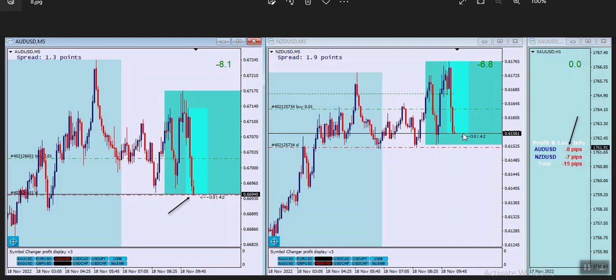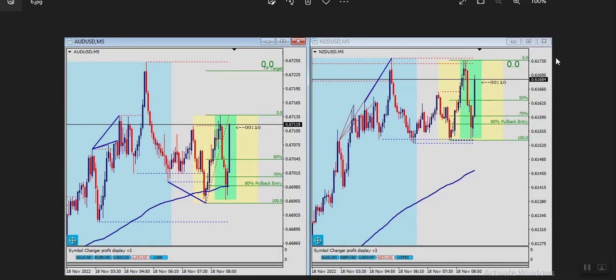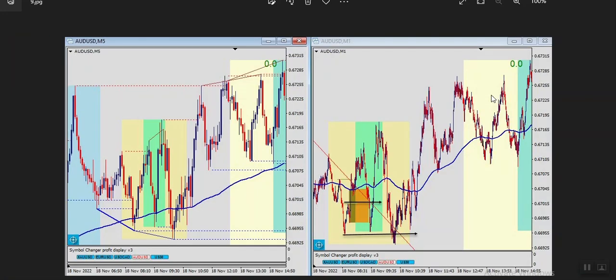So for NZD/USD, the same thing happened. I took my first day profit as price closed outside the box. Okay, let's move forward. Yeah, so this was when I took my entry, took my first take profit on AUD/USD as price closed outside the box, and the second one took me out. After taking me out, price pull up.